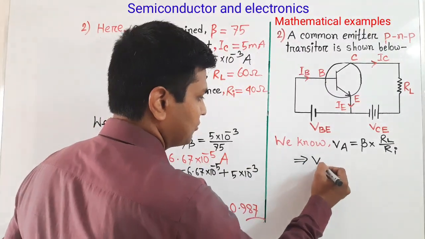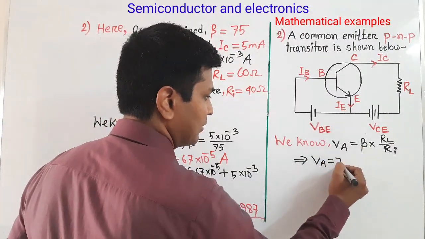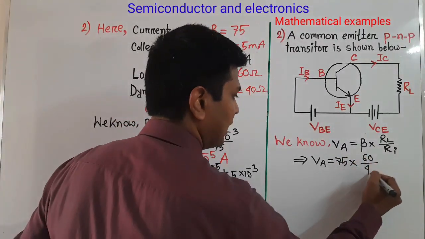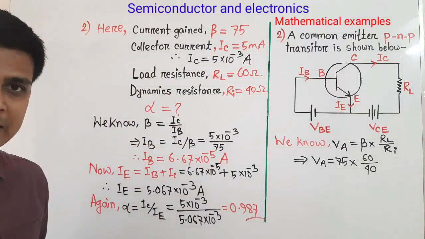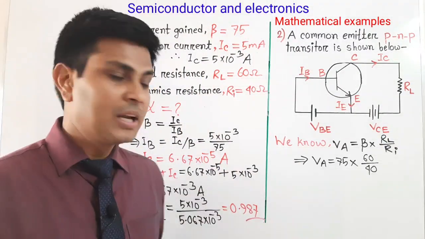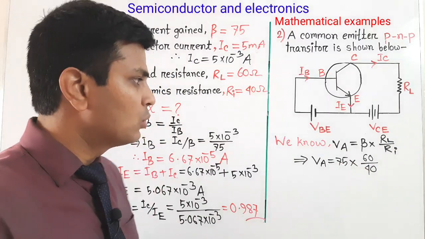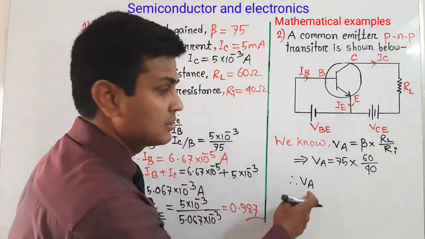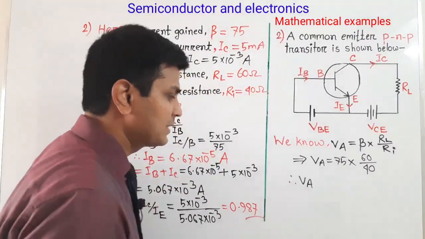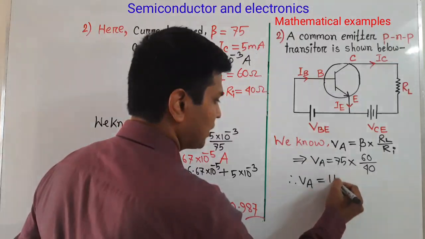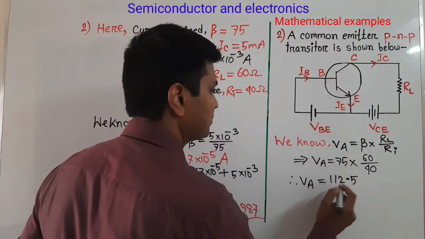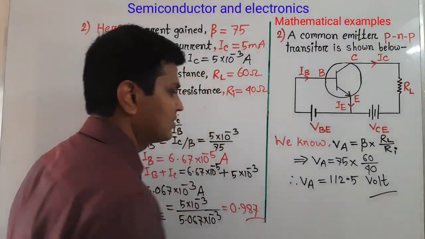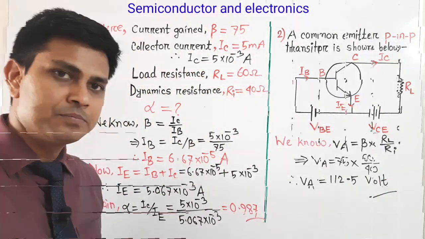Now if we put the values of beta, RL, RI, then we can write AV equals 75 into RL, which is 60, and RI, that is the dynamic resistance, which is 40. Then after calculating this expression, we will get the result of the voltage gain, AV equals 112.5, and its unit will be volt. So this is the answer of the voltage gain.